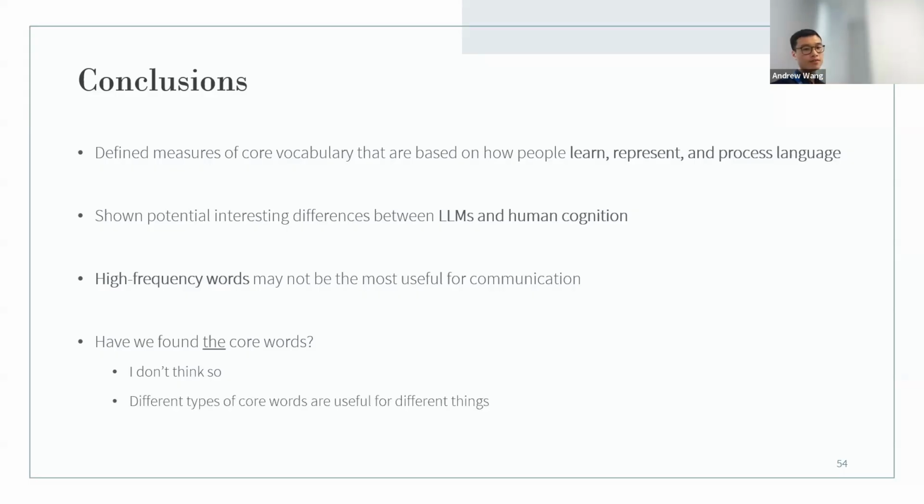One common theme that we did find, however, is that there was a higher utility of these semantic-based core vocabularies. So we consistently found that they did better than expected, whether that was in lexical representation or word prediction or in terms of comprehension. So it might suggest that there's a utility in using these kinds of measures to define what makes a word important psychologically.